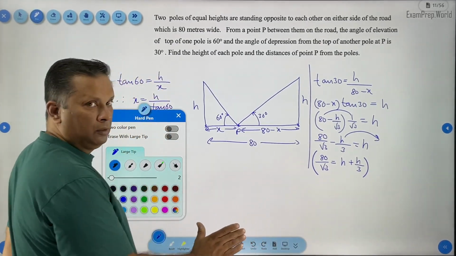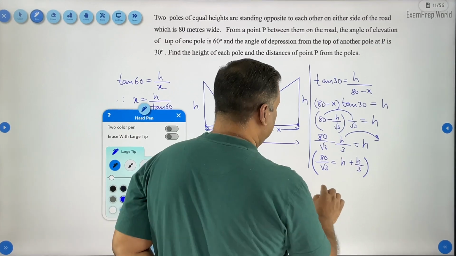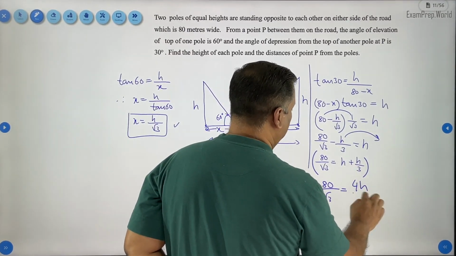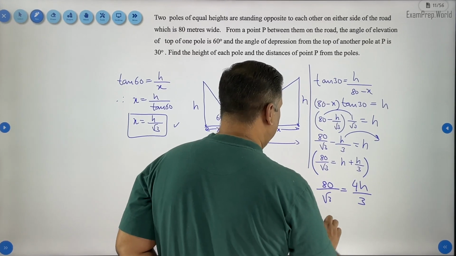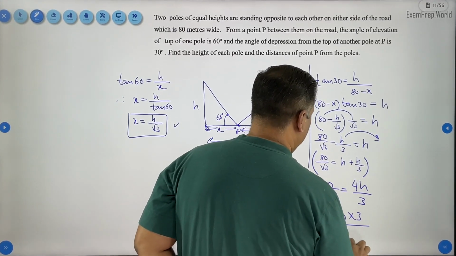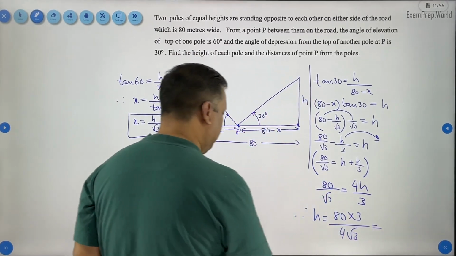Okay. Are you clear up to here? Now this is 80 by root 3 equals 4h by 3. Therefore, h equals 80 times 3 divided by 4 root 3. And this will give you your final answer.